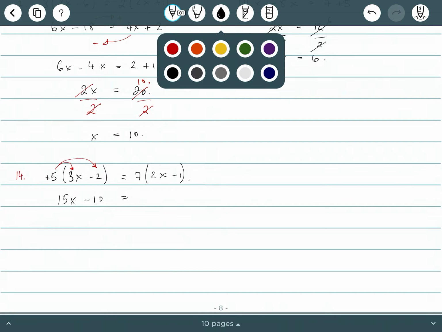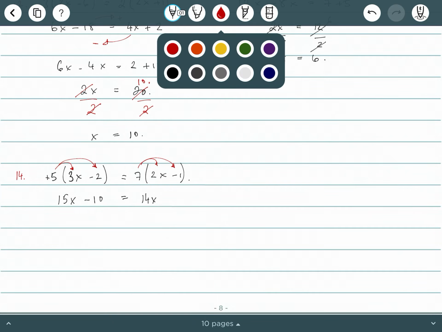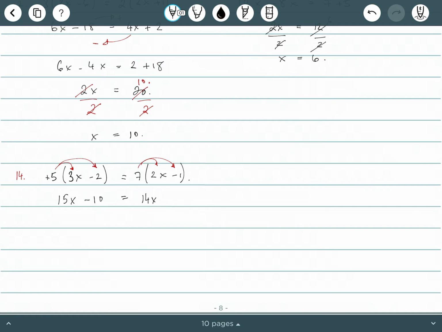Over to the right hand side of the equation, we have 7 times 2x. It's a positive by positive, so it's going to remain positive, and 7 by 2x is of course 14x. And then a positive by a minus is going to leave us with a minus, and 7 times 1 is 7.